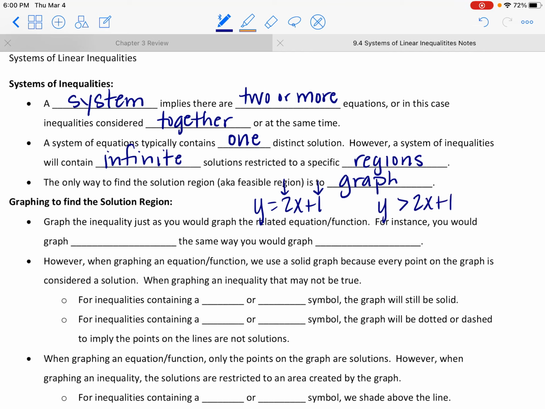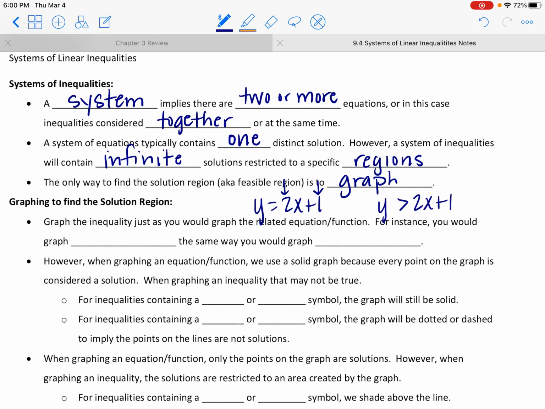Now, because we have an equal to in our inequality, we're going to make a solid line. So I'm going to go ahead and connect these. That was pretty good with a solid line. And because it's less than, we're going to shade below that line.